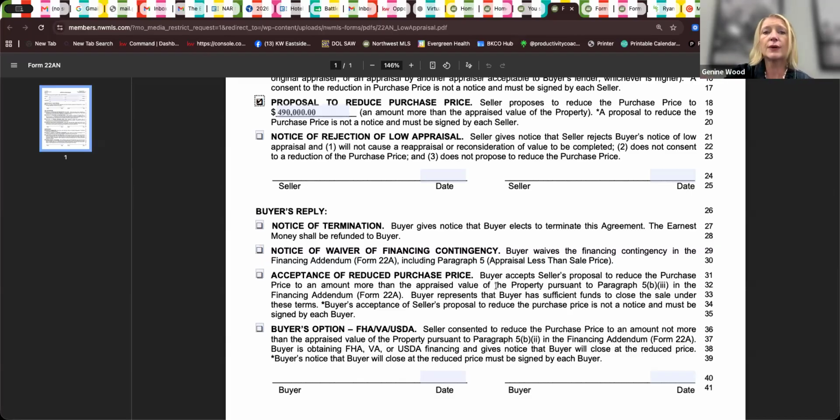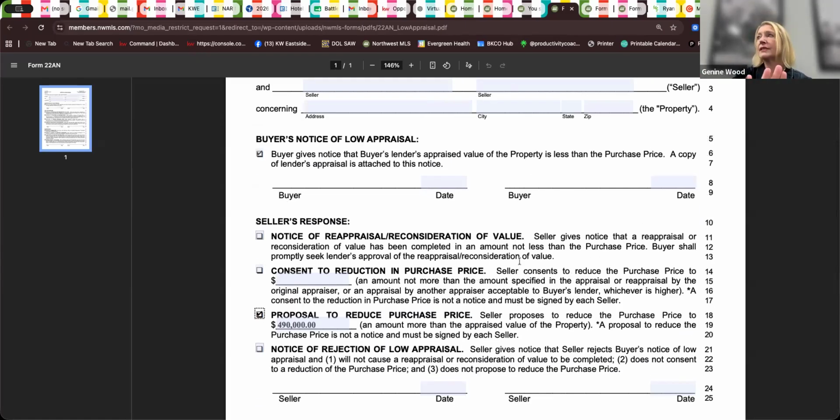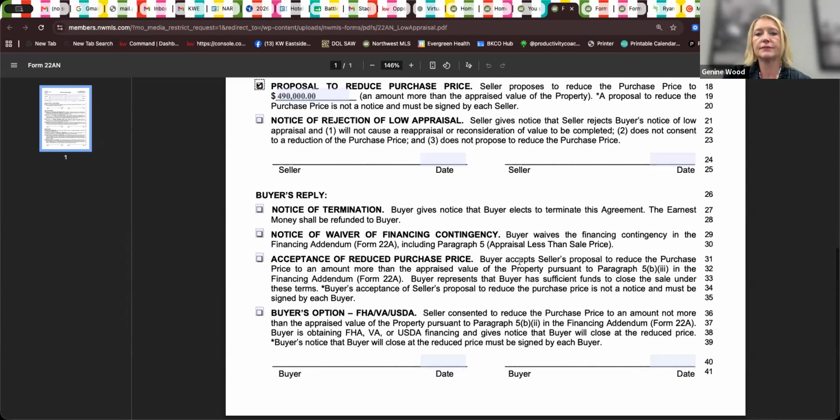Okay. So again, it's really going to depend. Where'd my mouse go? I lost my mouse. There she is. It's really going to depend on what the seller picks on the second section. Okay. And is the buyer conventional or VA, USDA, FHA? Okay. So it's really going to depend on those items.